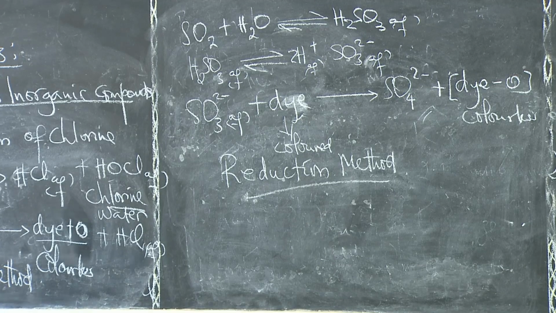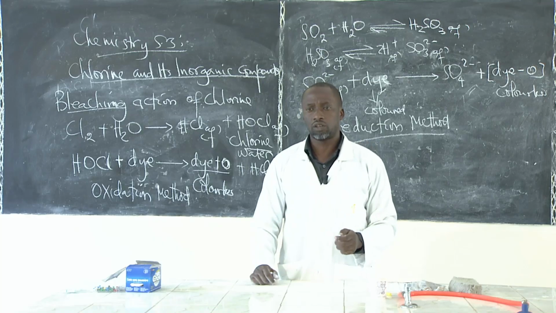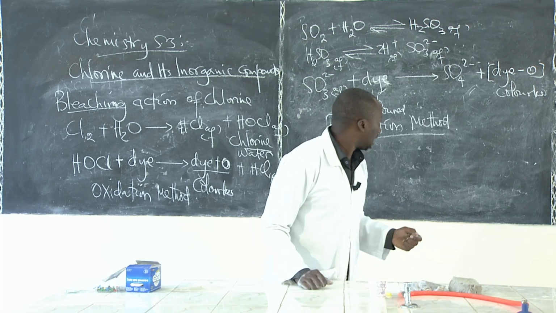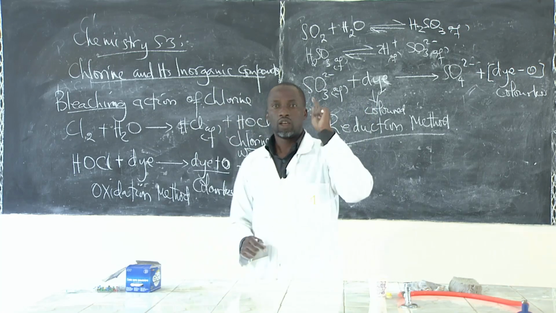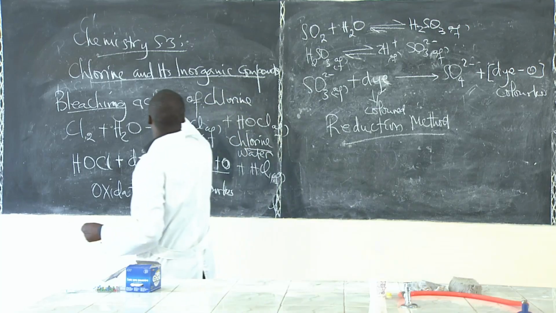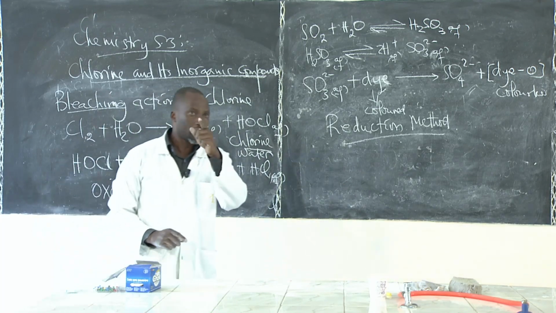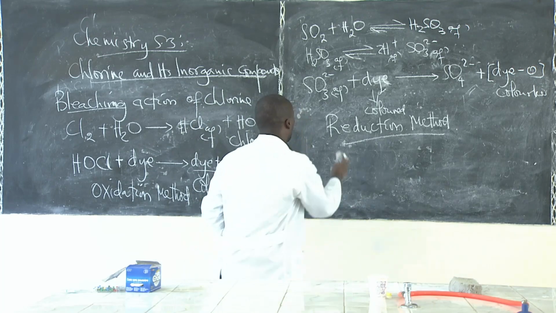So this was the last reaction about the bleaching action that we mentioned. If there is any other, maybe you can also remind me. So let's go straight to the compounds of chlorine, these inorganic compounds. What we are starting with will be hydrochloric acid.